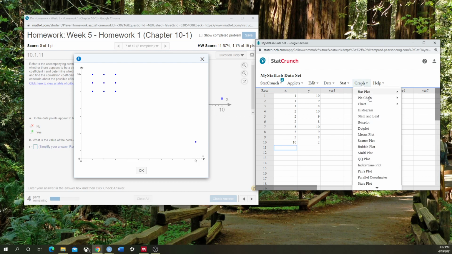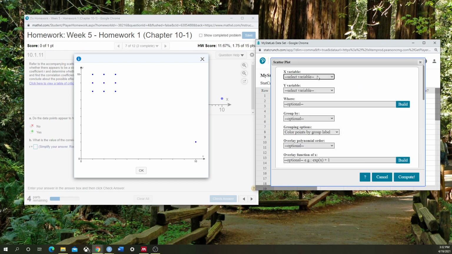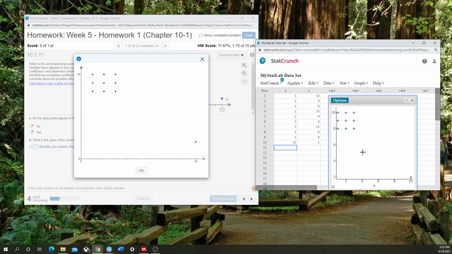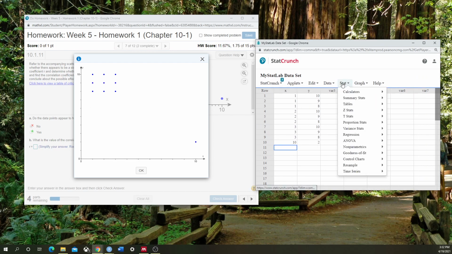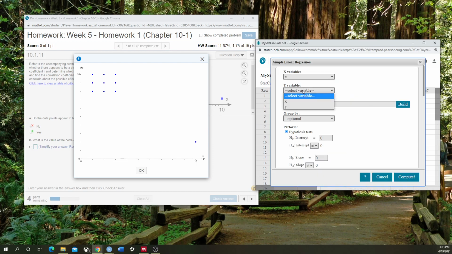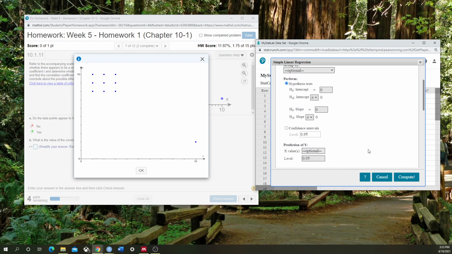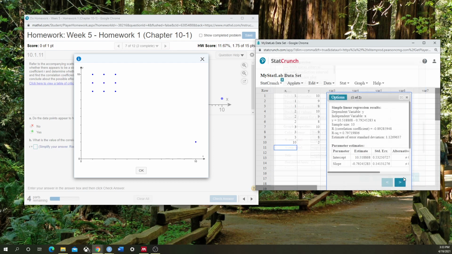So one thing you can do is come back over to your scatter plot. I'm going to put in x, I'm going to put in y. I'm going to compute. Yes, that looks like what I have here. Okay, so I can trust that I put it in correctly. I'm going to stats, I'm going to go to regression, simple linear, x and y. I'm just looking for a linear relationship. I don't need to change anything here. Compute.